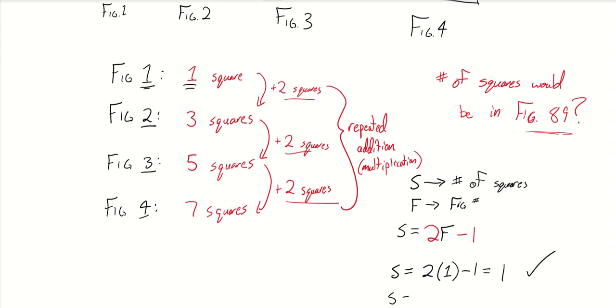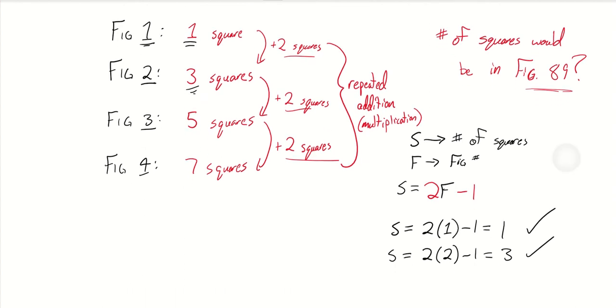Let's try it again. Let's try for figure number 2, if we say f is equal to 2, so we're looking at figure number 2 here. If f is equal to 2, will we get the right number of squares out for this new equation? Well, 2 times 2 is 4, minus 1 is 3. 3 is good, right? That's the number of squares that we want. So this equation looks like it's predictive for relating the figure number and the number of squares in that figure.